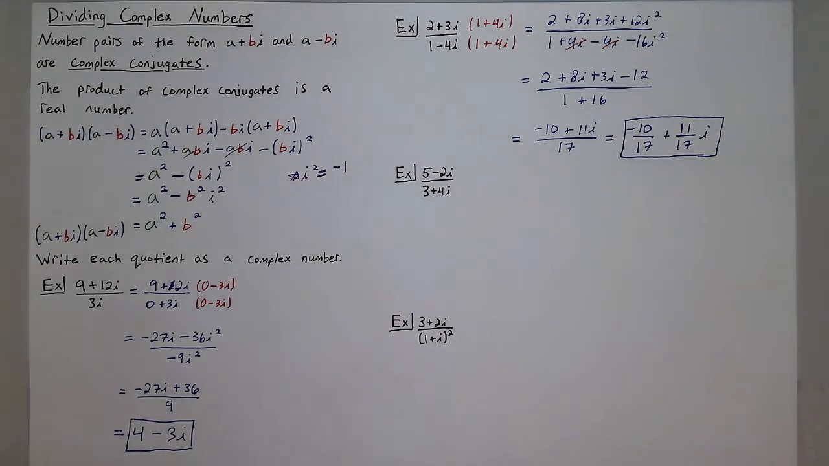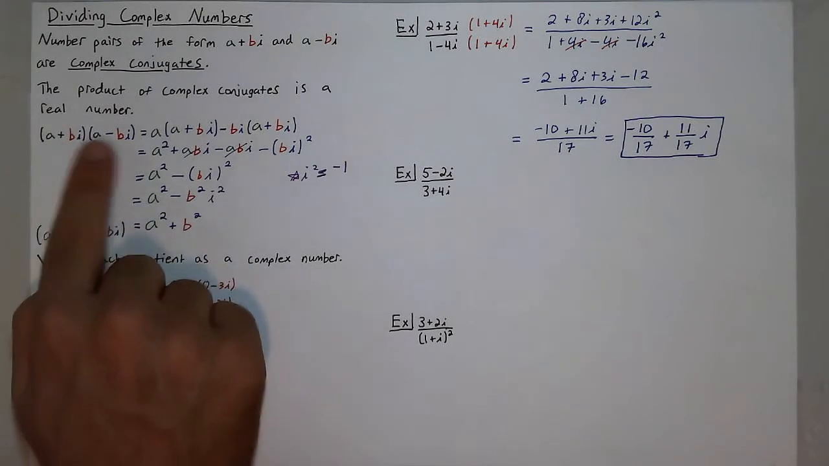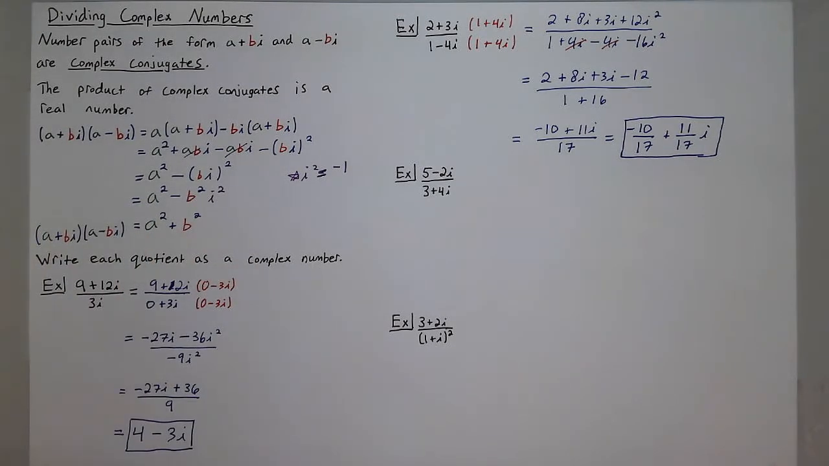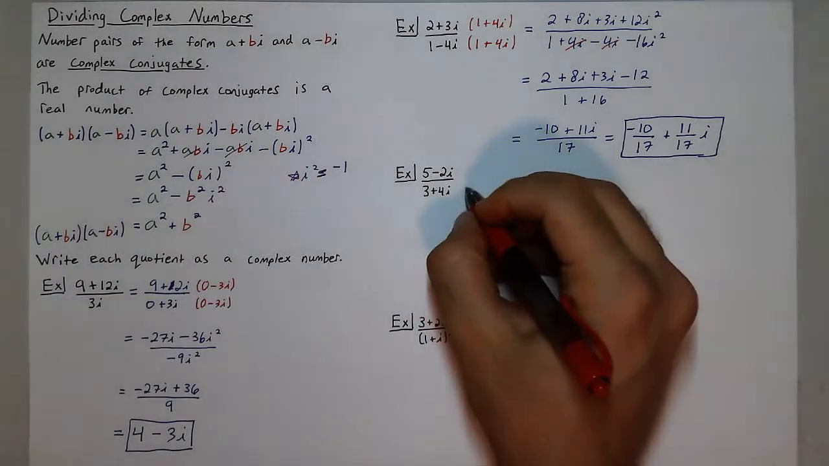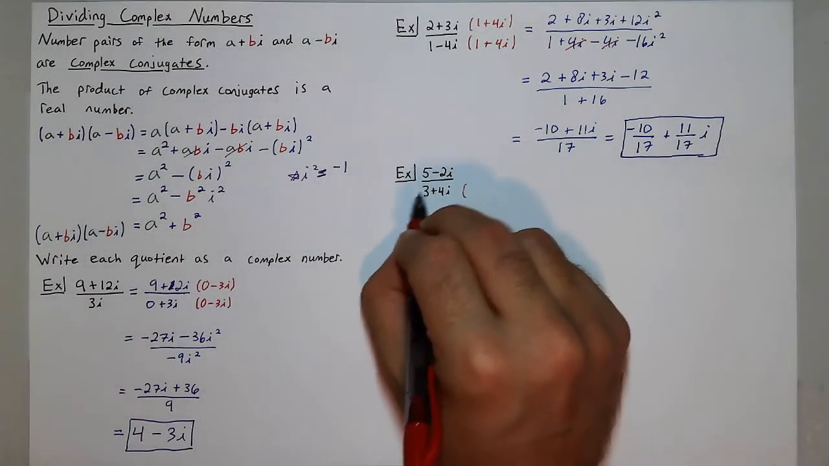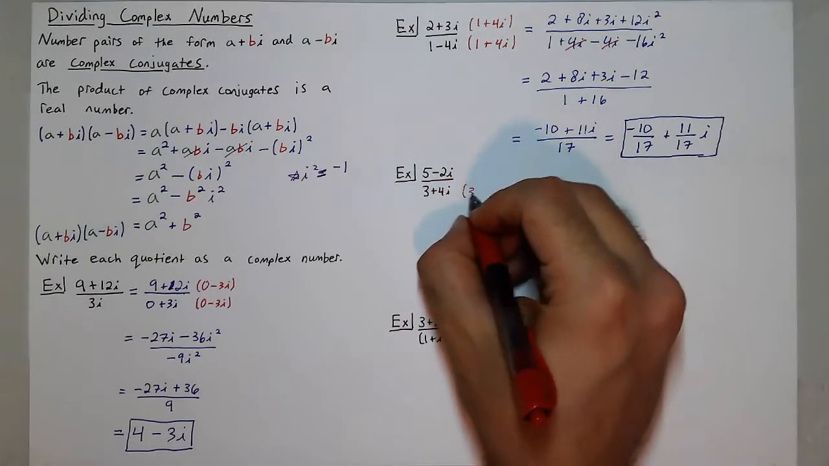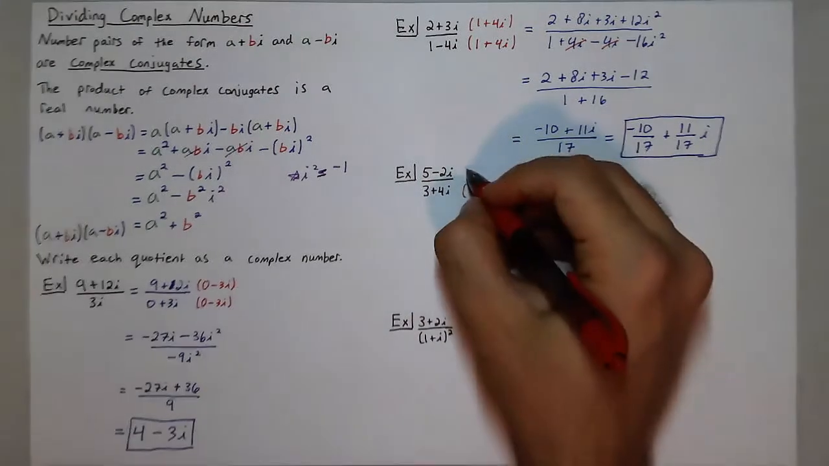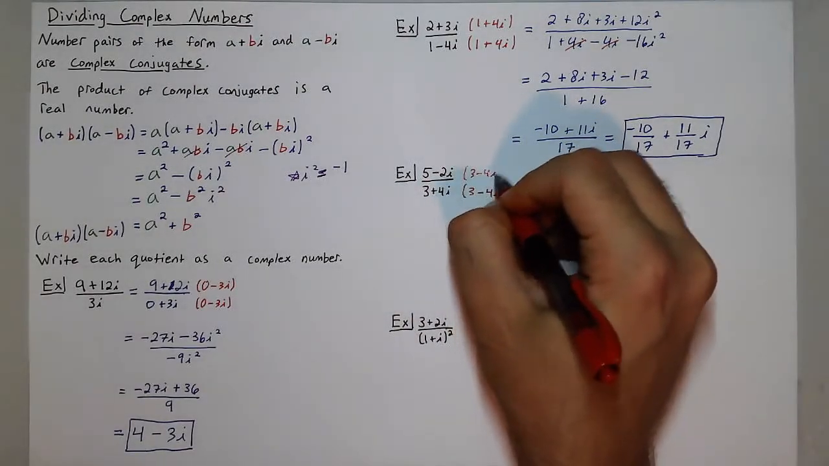Now I want to show you another way to go about dividing, because now we know that complex conjugates just give me a real number. We can actually use that to our advantage to make this process go by just a little bit quicker. So now look at my denominator. I want to get rid of i down here. So I'm going to use the conjugate of the denominator and multiply that to the numerator as well.